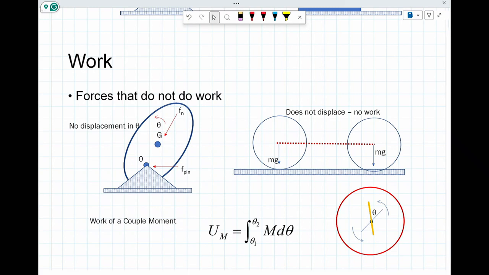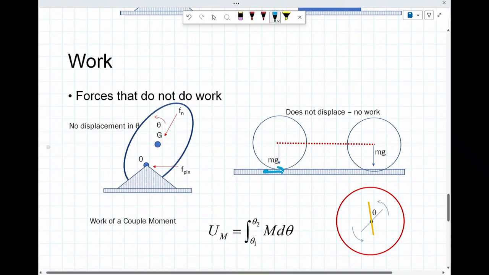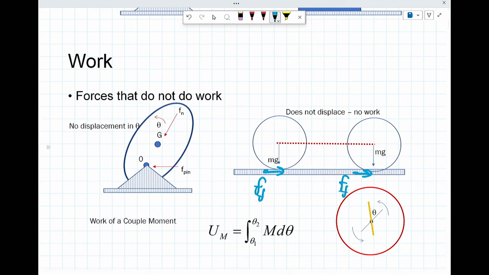If you have force on a pin or normal force, there is no displacement of those forces in the direction of motion. And both of those sort of disappear. I forgot to add force of friction here. But force of friction isn't going to do anything either. And so you have no motion or no displacement of the force of friction because it's a 0 velocity point.